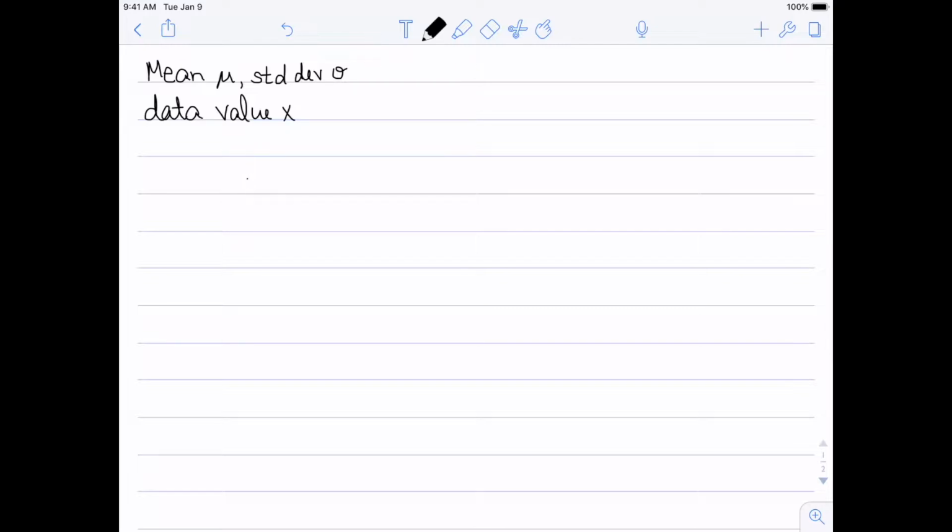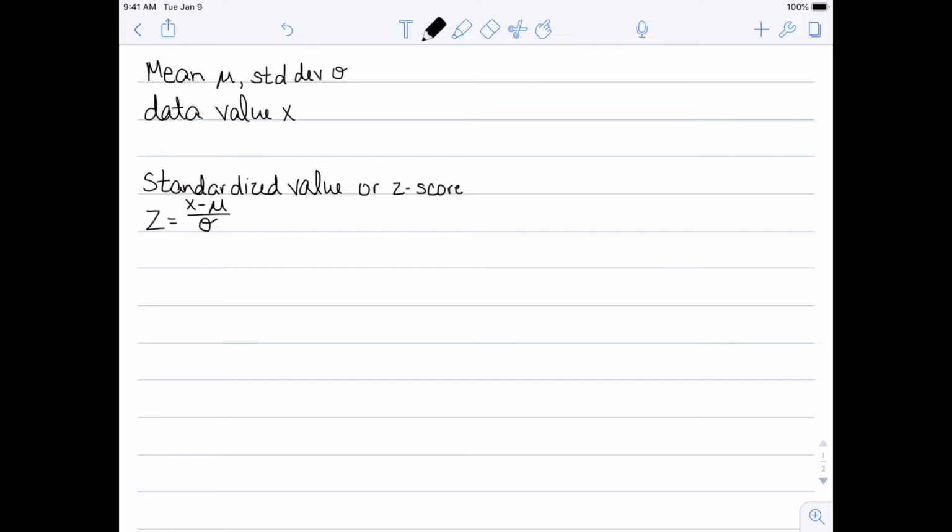For any normal distribution, we need to know the mean and standard deviation, and to do this, we're also going to need to know our data value, x. We're going to start by finding what's called the standardized score. This is often called the standardized value or the z-score. And here's our formula: z is equal to x minus mu over sigma. We take our data value that we're looking at, subtract the mean, and divide by the standard deviation.